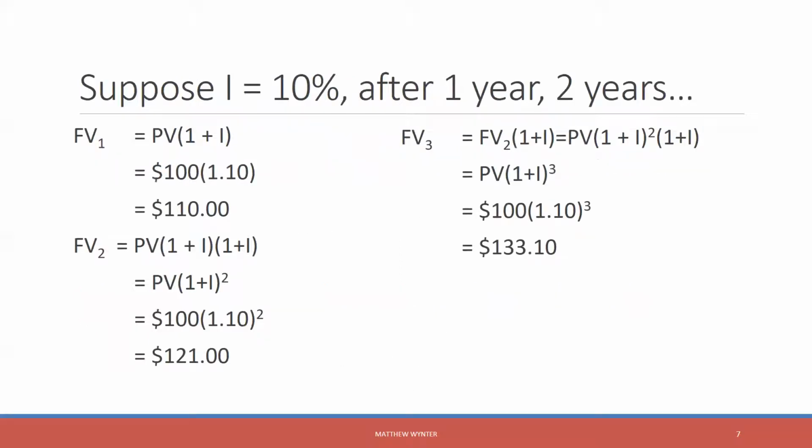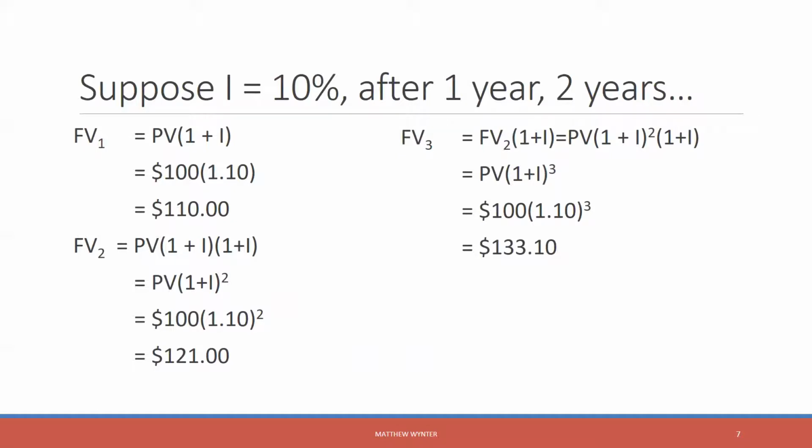Okay. So suppose I were 10%. After 1 year, 2 years, what would I have? If I were 10% and today I put in $100, after 1 year, I would have a future value of 110. If I want to look at 3 years, same idea. I have my present value of $100, and then I multiply that by 1.10, 1 plus R. In this case, R is going to be 10%. That whole thing to the power of 3, when I multiply them together, I get 133.10.